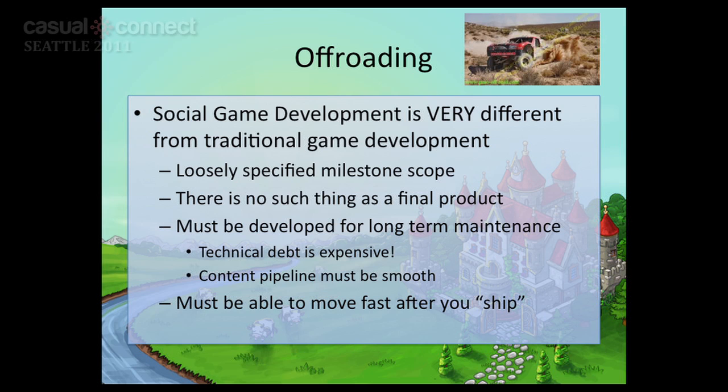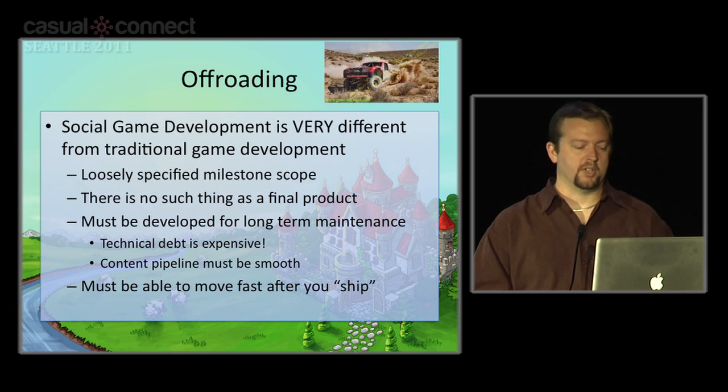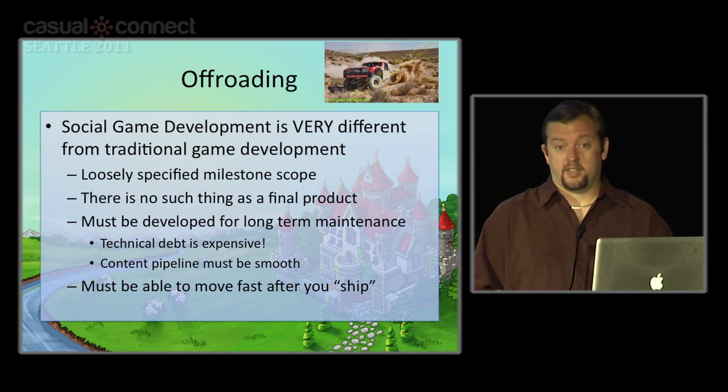So just in general, social game development is very different from traditional game development. You have loosely specified milestone scopes. You start trying to build your product, and you really don't know what it's going to be, as you try to move from your alpha to beta. Things are constantly changing on you. You're trying to evolve the product, and at the end of the day, there's no such thing as a final product. What you end up shipping has almost no resemblance to what you originally designed when you started off.